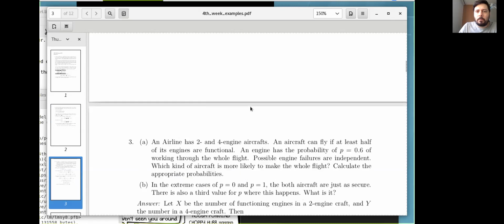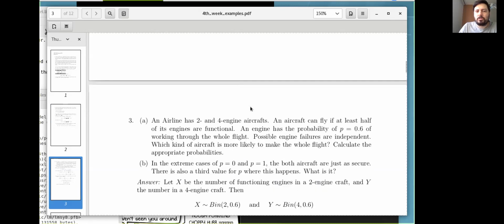Here's a question. An airliner has 2 and 4 engine aircrafts. An aircraft can fly if at least half of its engines are functional. Let's say that an engine has a probability of 0.6 of working through the whole flight. This is ridiculous, obviously it's much higher than that, but let's just assume. Possible engine failures are independent. What kind of aircraft is more likely to make the whole flight?